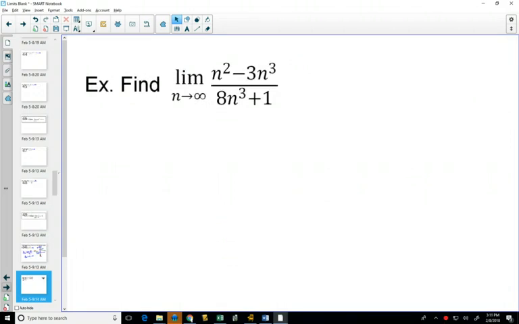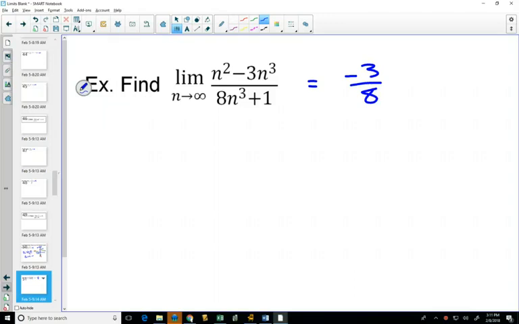So now we have one we want to find the limit for, and it doesn't fall into the realm of, oh, I graphed that in grade 12. You did not graph (n squared minus 3n cubed) over (8n cubed plus 1). And some of you might, yes, as Ramsey noticed, be able to figure out the limit just like that.